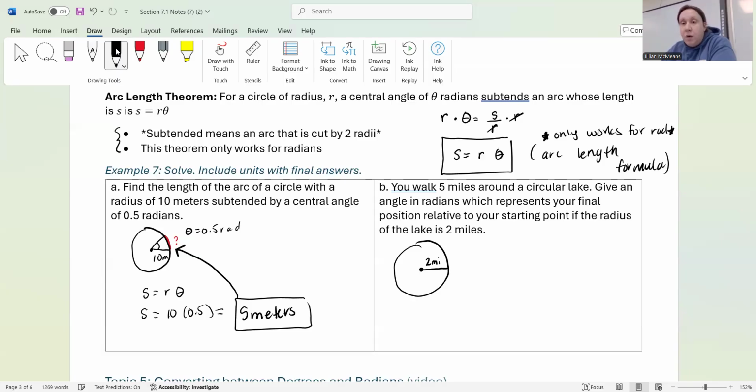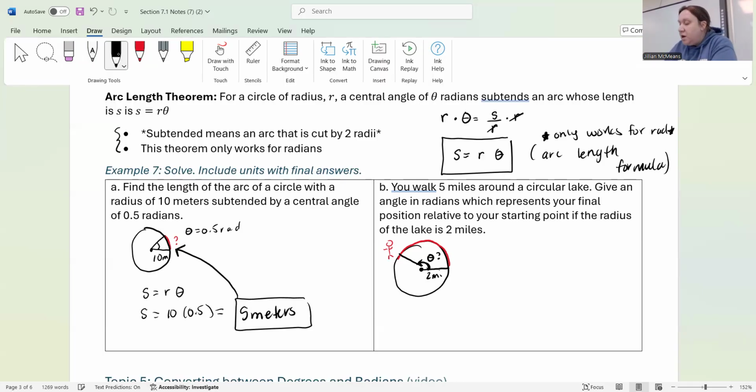What we want to do is figure out what angle would create the 5-mile arc that we just walked. So let's say we walk 5 miles. So this is where we end up. Okay? We want to know what angle creates that. So let me move my 2 miles just so we can see what's happening inside here a little bit better. We're going to say 2 miles. We want to know what this angle theta is.